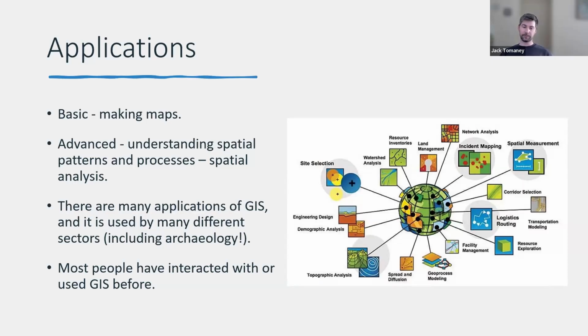And it's important to say that most people have interacted with or used a GIS or the product of a GIS before, maybe without even knowing it. For example, if you've ever used Google Maps to find the best route between yourself and a location, you're essentially using the product of a GIS to do that.